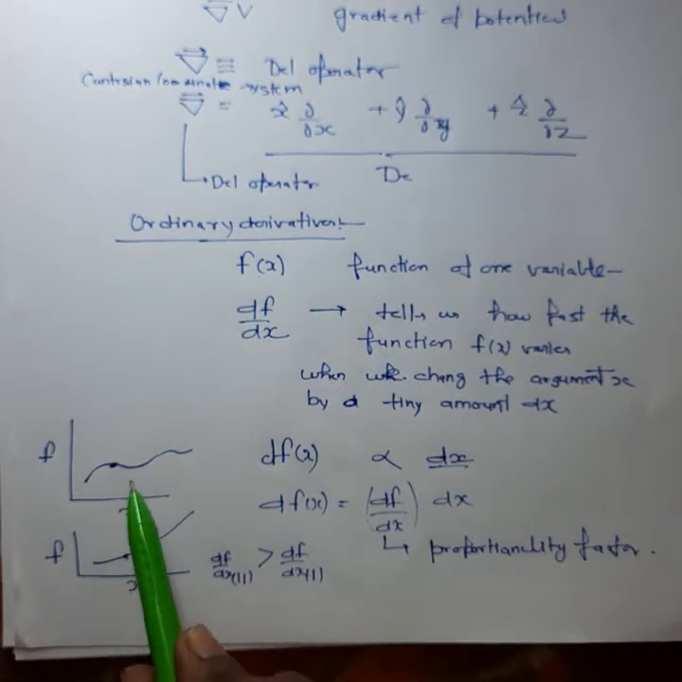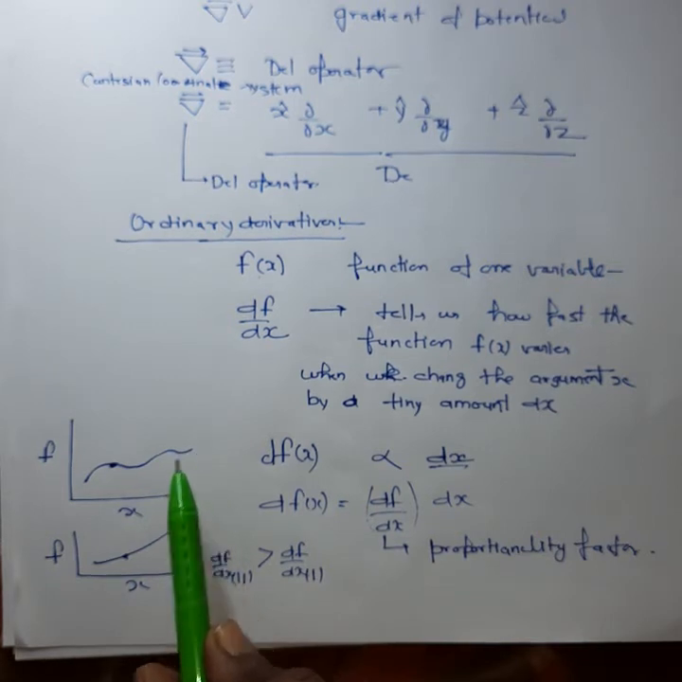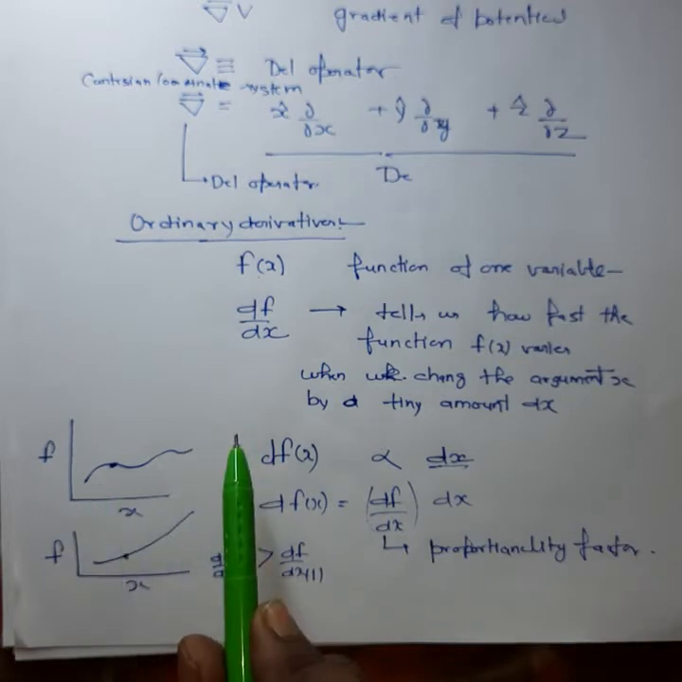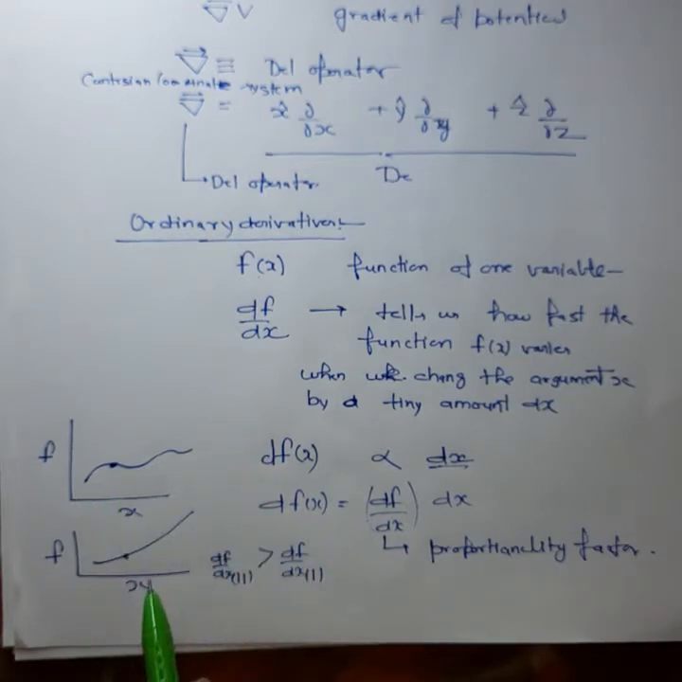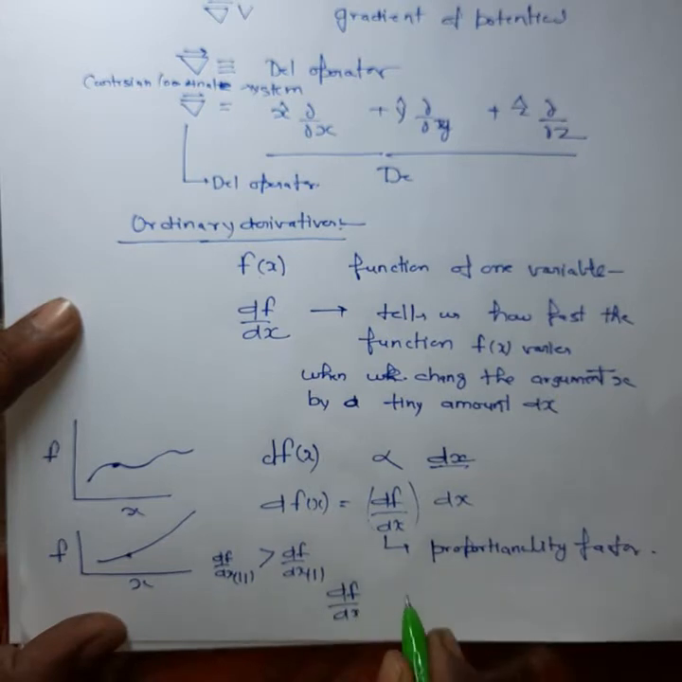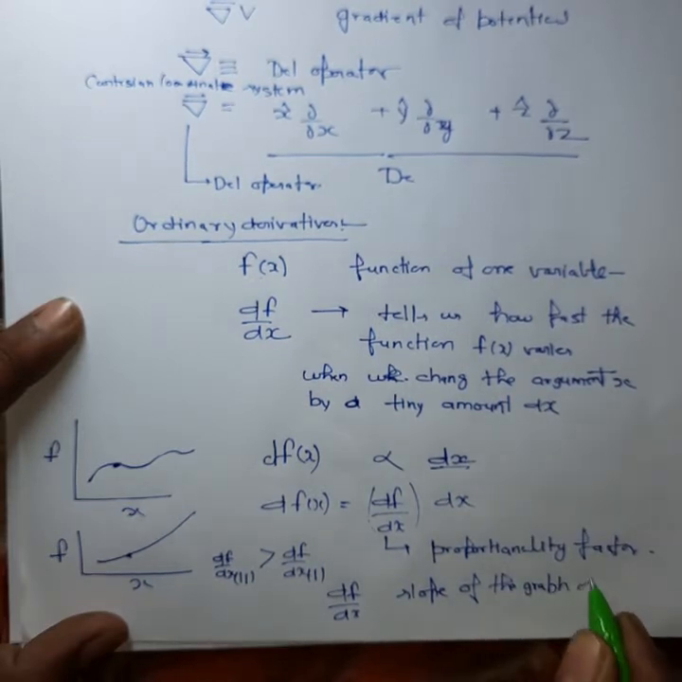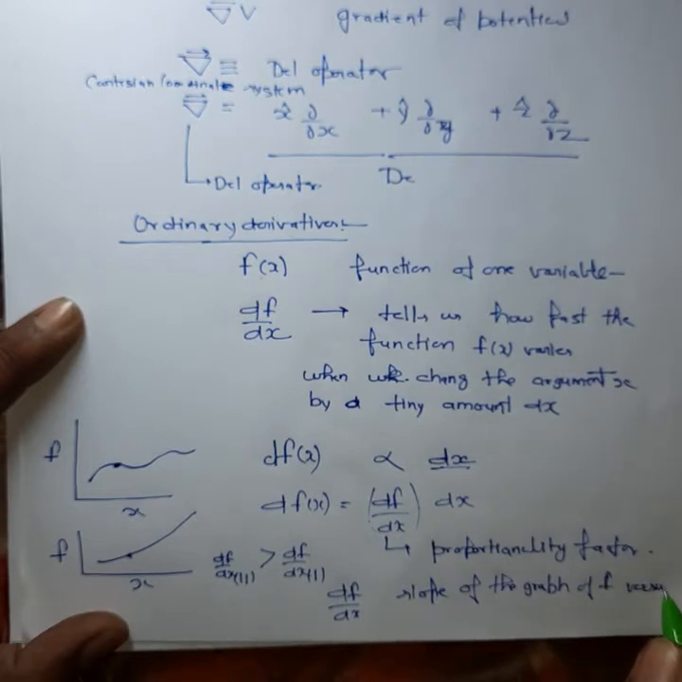if the function varies slowly with x, then its corresponding derivative will be small. But if the function increases rapidly with x, then its corresponding derivative will be large. So here we can infer that the derivative df by dx is the slope of the graph. So df by dx is basically the slope of the graph of f versus x.